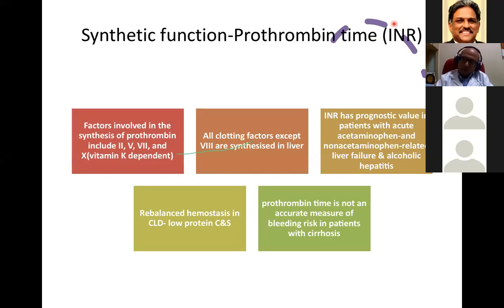The important concept that's recently emerging is that whenever we see a high INR, we think the patient is going to bleed, because we always associate INR with clotting. But prothrombin time is not an accurate measurement of bleeding risk in patients with cirrhosis. The reason is that at the same time as the INR rises, there is a fall in protein C, protein S, and antithrombin 3, which are natural anticoagulants, and this makes somebody tend to become procoagulative.